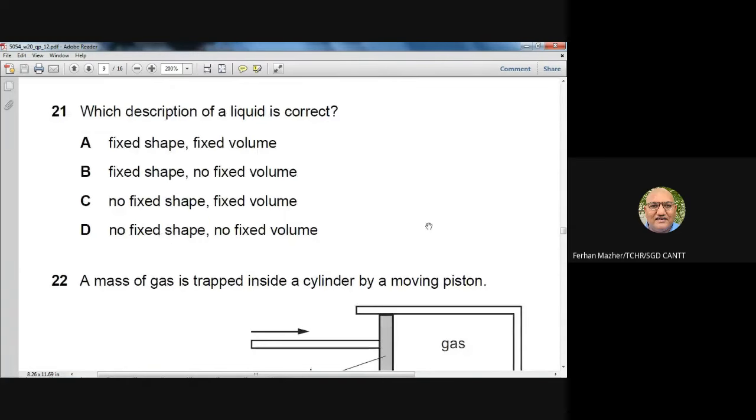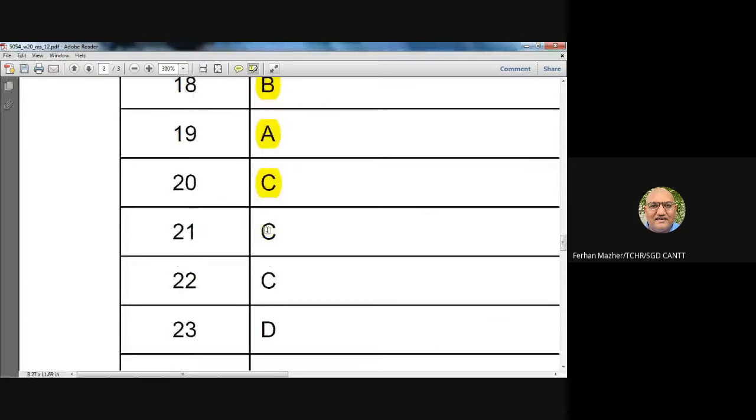Question number 21 is on the screen. Which description of a liquid is correct? Liquid has a fixed volume. Liquid does not have a fixed shape. So look at the options. The liquid has no fixed shape, but its volume is fixed. So to me, C looks the right option. Question number 21, C looks the best option. Question number 21, C is the right option, sir.